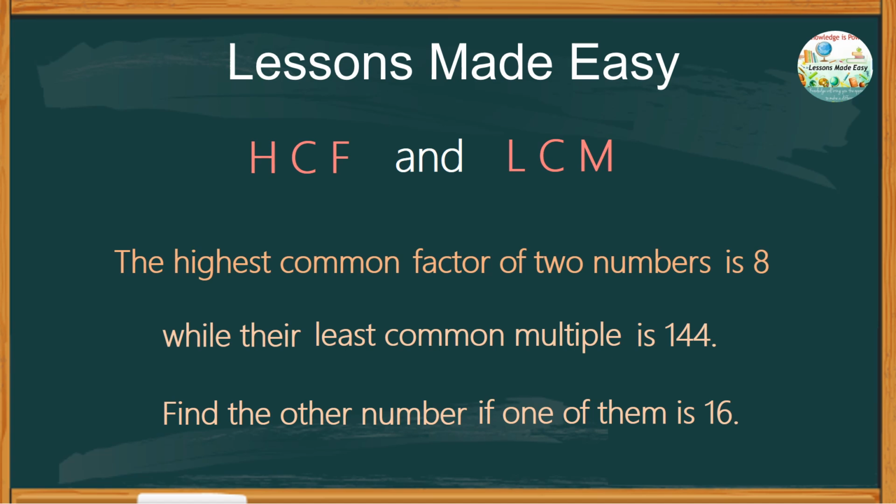So here is the simple problem. The highest common factor of two numbers is 8, while their least common multiple is 144. Find the other number if one of them is 16.